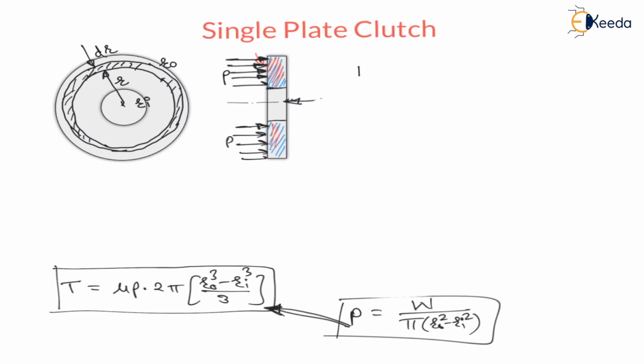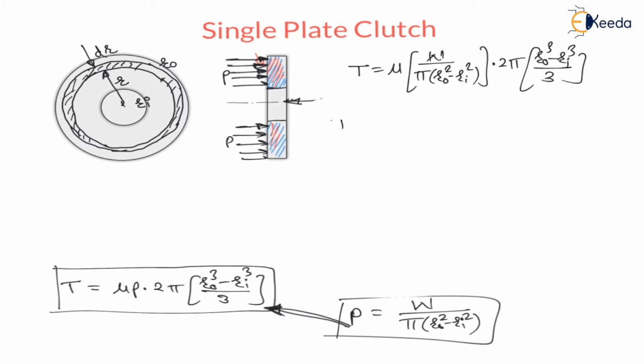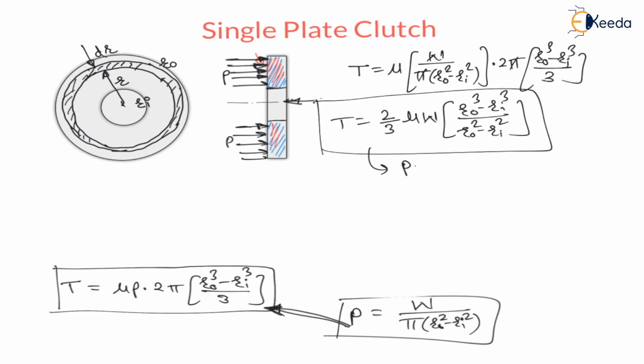Hence we will get T is equal to mu. Instead of P, put this. Therefore mu into W divided by pi into Ro square minus Ri square, into 2 pi into bracket Ro cube minus Ri cube divided by 3, right? Now again, therefore torque is equal to 2 by 3 mu W. Here pi will get cancelled, right? In bracket Ro cube minus Ri cube divided by Ro square minus Ri square. This is the torque transmitted as per uniform pressure theory, that is, pressure constant.